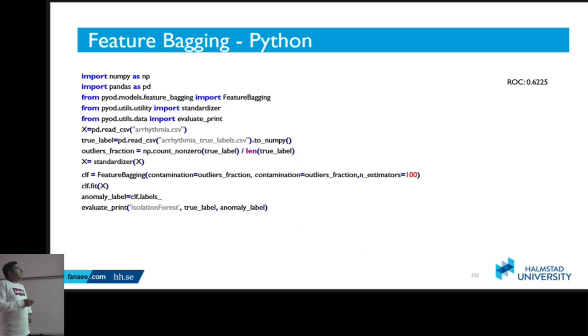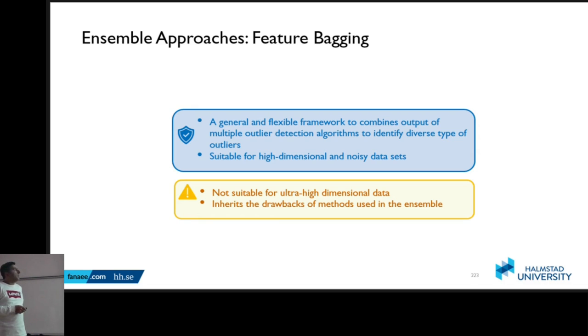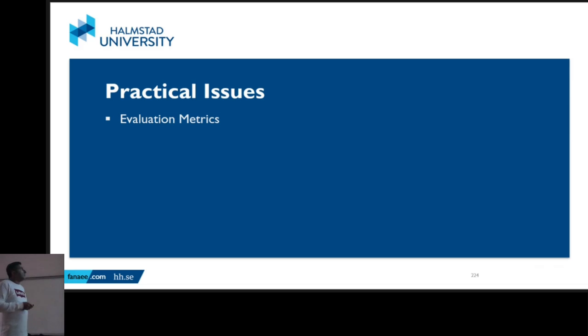So this is the code for feature bagging. This is a general and flexible framework to combine the output of multiple outlier detection methods, and it's suitable for high dimensional noisy data. Still, it also inherits the drawbacks of the methods used in ensembles.